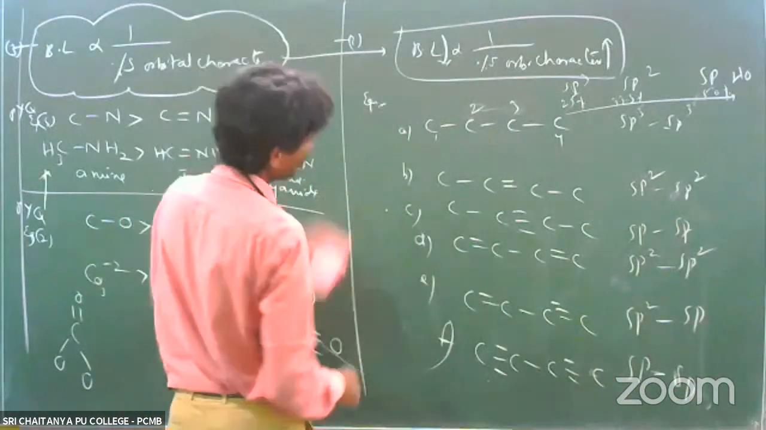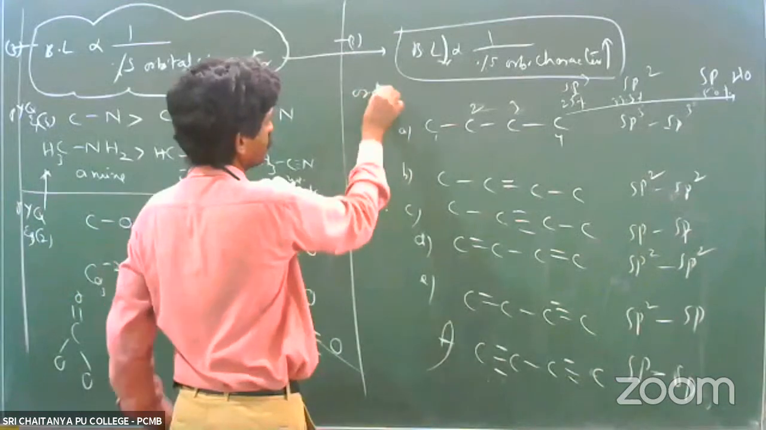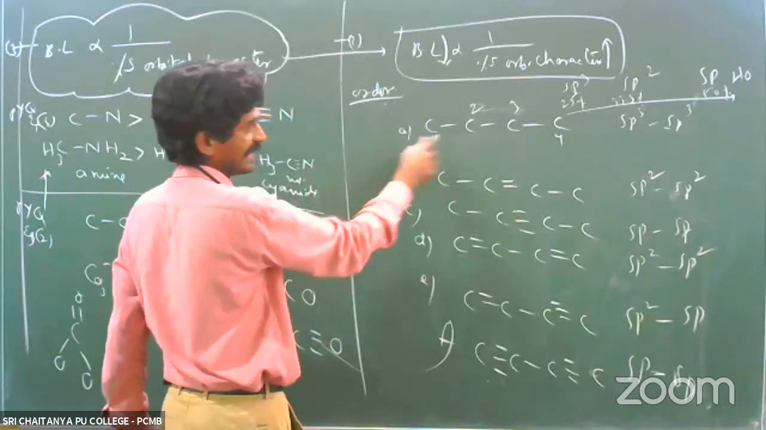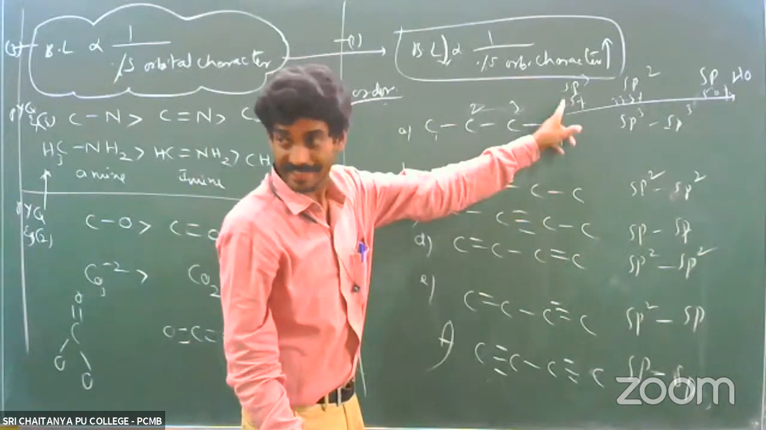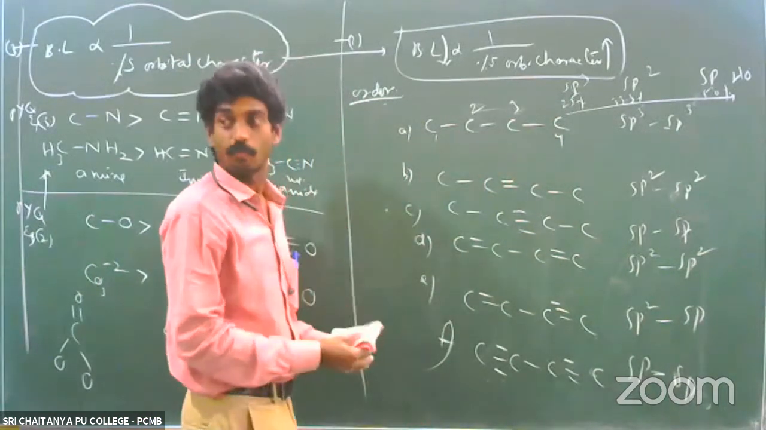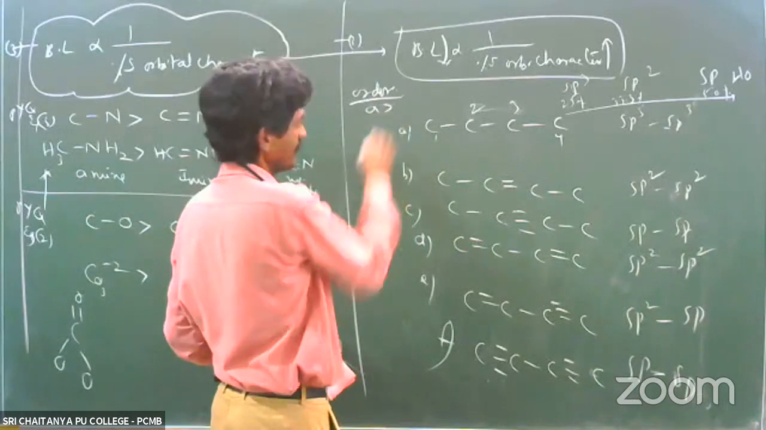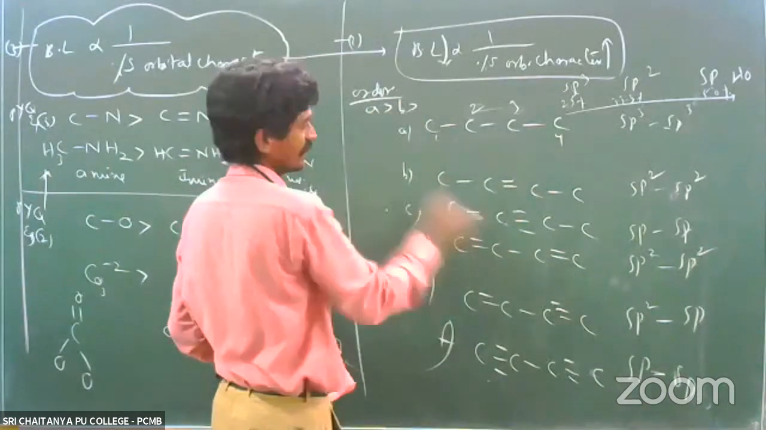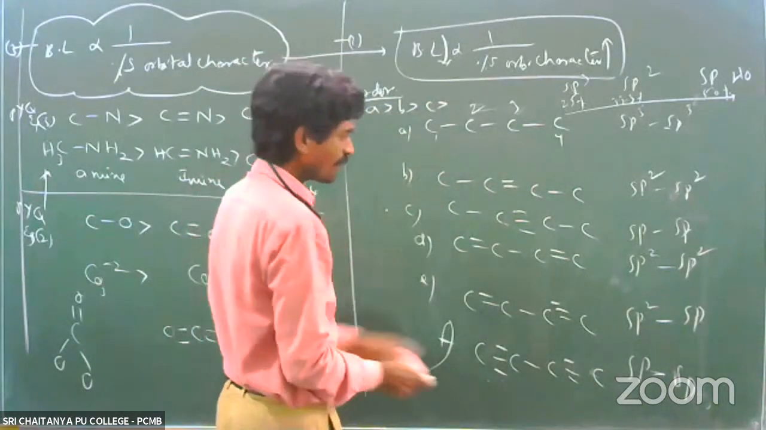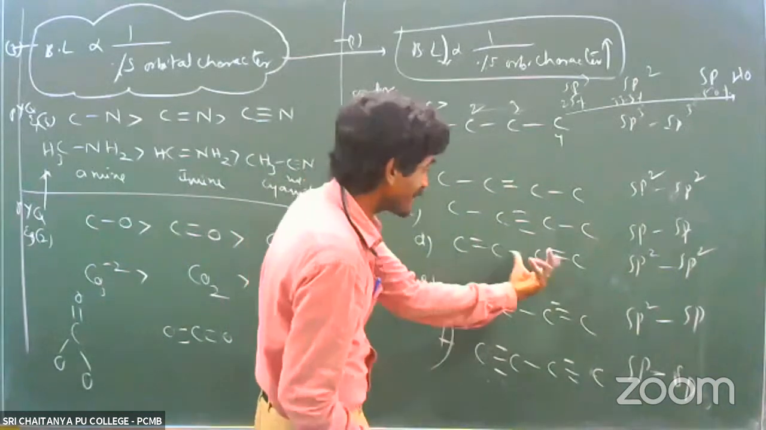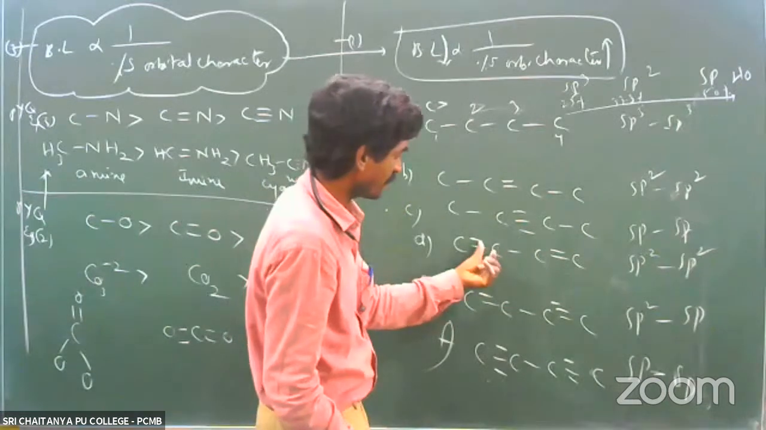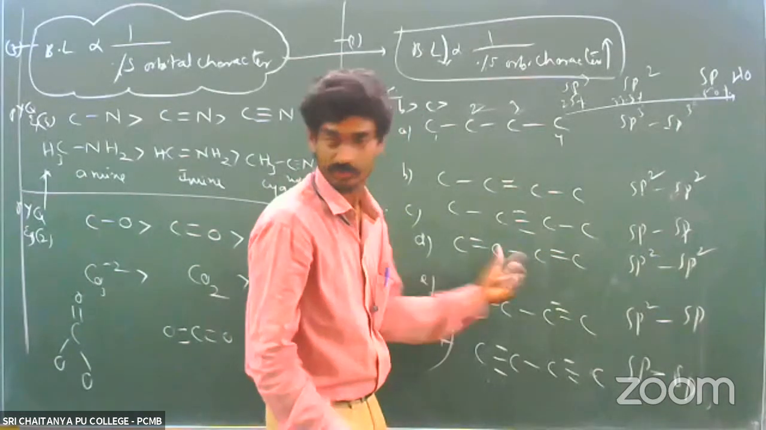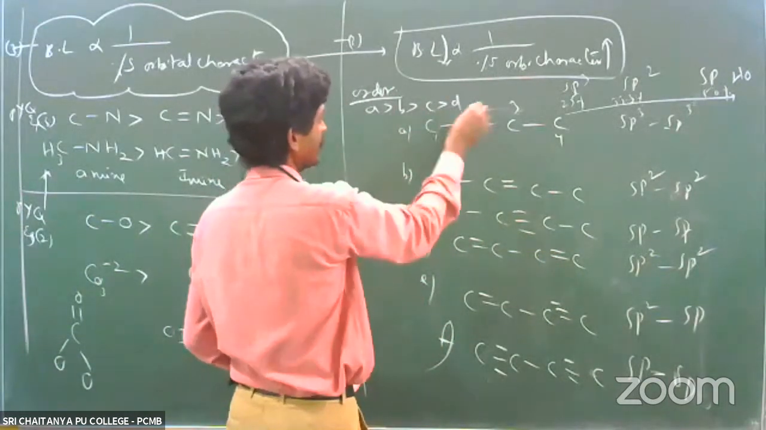The order of bond length of all this: A is sp3, which means the s orbital character is very less. That's why bond length is more. So bond length is more for A. Next sp2, B. Next sp3. What about this? Here two sp2 are there, right? Here a bond is there, here also a bond is there between the two. So that's why this is less. Next D.